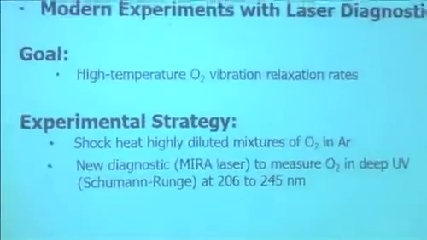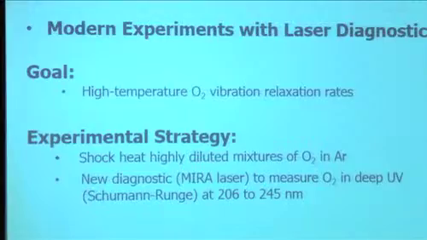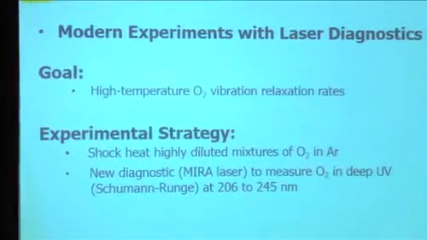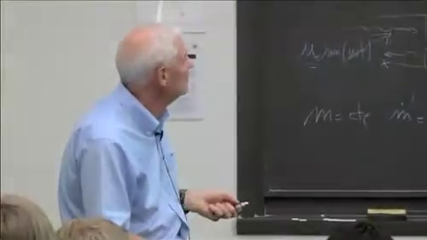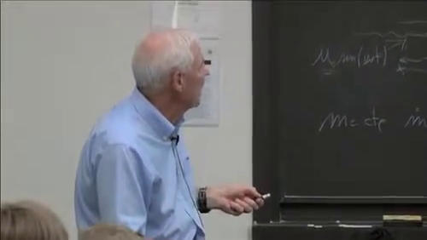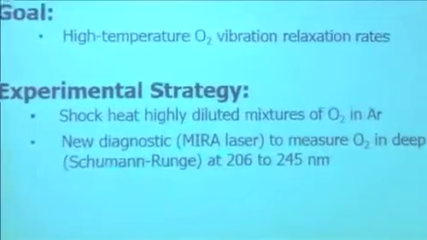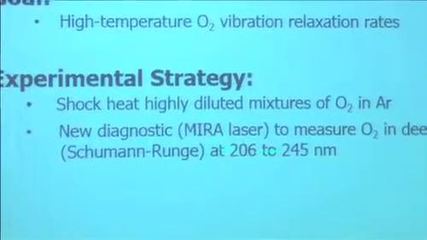in what I believe is probably the first time that this has been done with lasers to try to measure this more accurately. And it's in conjunction with an effort by the Air Force to study re-entry at a more fundamental level. So we're going to study oxygen, pure oxygen and oxygen and argon, and we're going to use UV absorption in what's called the Schumann-Runge system. So now we're at UV wavelengths.